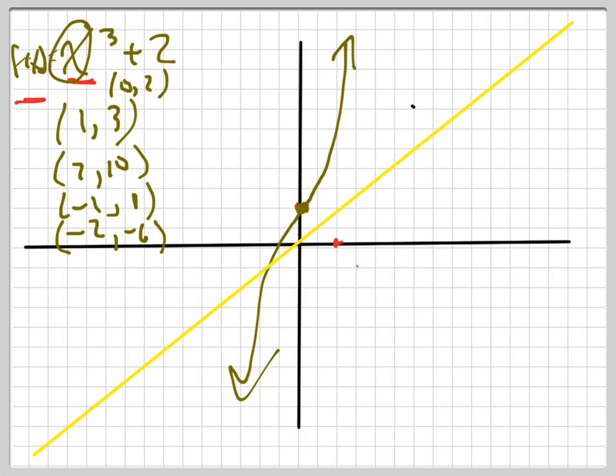So my points were (1, 3). There's (1, 3), and then (2, 10) is way up there, so this is actually steeper. I should have drawn this a little bit steeper, because up here you're going to have (2, 10). So yeah, hopefully that helps.